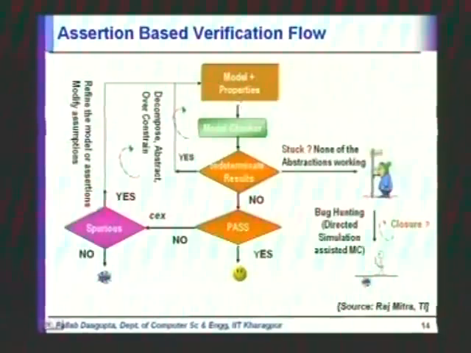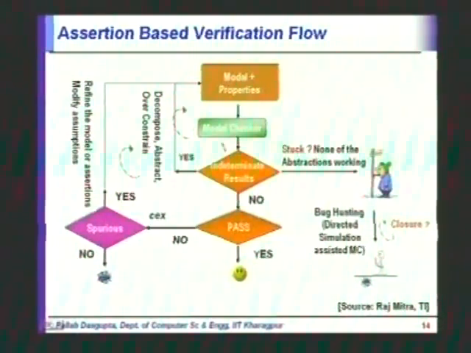So if initially you start with the entire design and the properties, almost always you will not be able to solve it, because the formal engine will run out of capacity. It will start taking up so much memory to represent the state space that it will not terminate. So you will have to go around this loop, creating smaller and smaller abstractions until it runs.